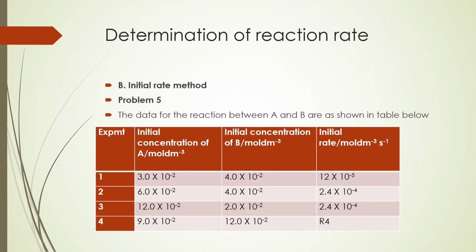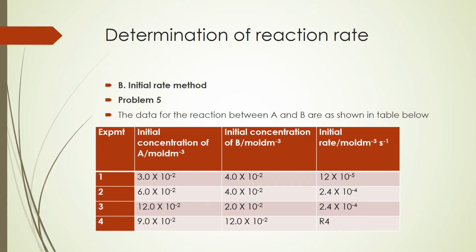In this kind of problem, you are given sets of data which consist of concentrations of the reactants with their respective initial rates. Here we have several experiments. Firstly, we have 4 columns, and these are the experimental data from the experiments which have been done.